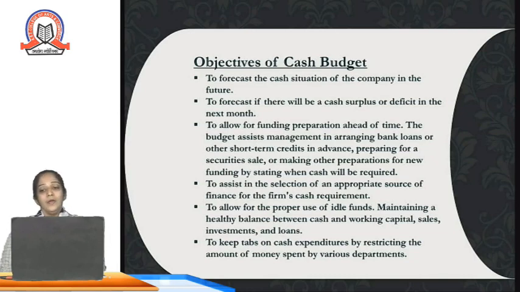Now, we have seen the principal objectives of the cash budget. We have seen the elements of the cash budget. I hope you have understood the cash budget nicely. Now I will be continuing with the practical problem for the same, how exactly we can prepare the cash budget.